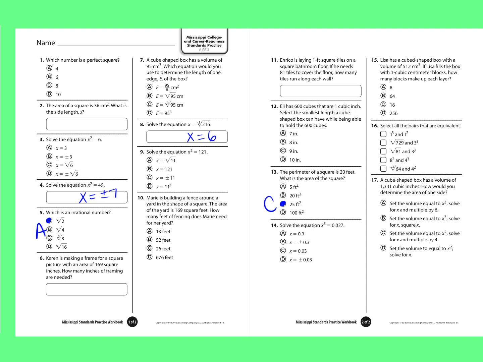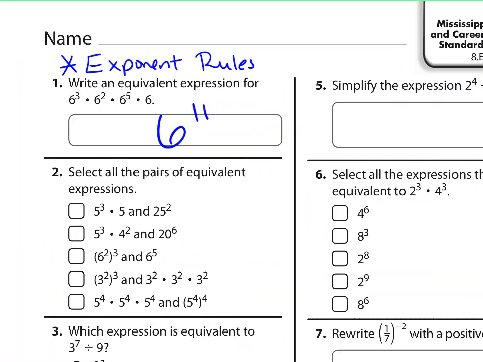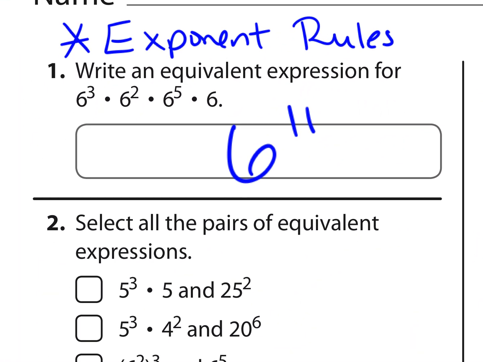Okay, if you missed any of these, go ahead and watch this video and we're going to go over these in detail. Starting with number 1, we are multiplying like bases. The base is 6, and so we have all of these exponents, 6 to the 3rd times 6 to the 2nd times 6 to the 5th times 6 to the 1st. We're going to write our base, 6, and add the exponents, 3 plus 2 plus 5 plus 1. Since our rule says if we're multiplying like bases, we keep our base and add the exponents. Multiplication is just repeated addition. And so 3 plus 2 plus 5 plus 1 is 11.